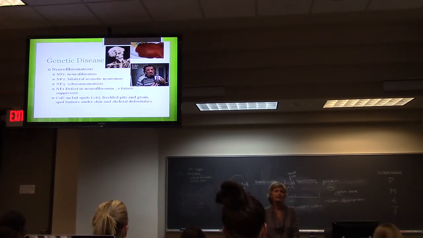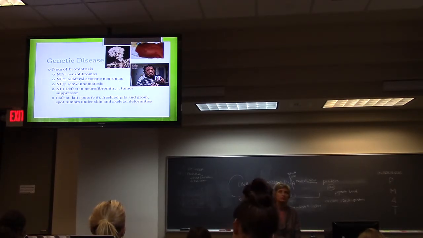But you see these ccafé-au-lait spots, which are not necessarily related to just neurofibromatosis. Lots of people have them. But we begin to say it's a possible diagnosis when there are more than 6 of them. So this melanin deposition is associated with it. And then there are tumors under the skin, skeletal deformities.